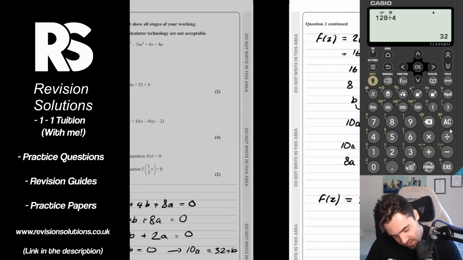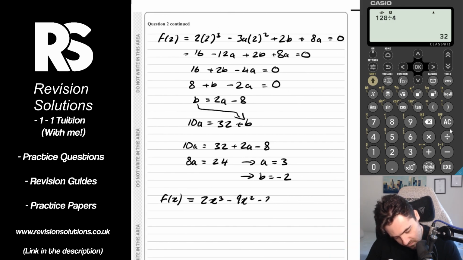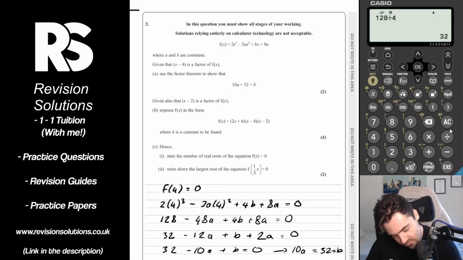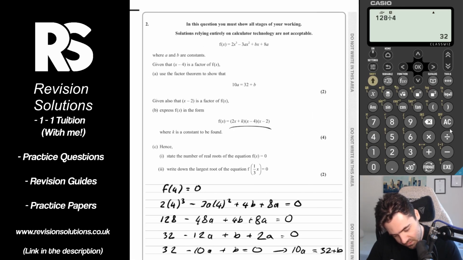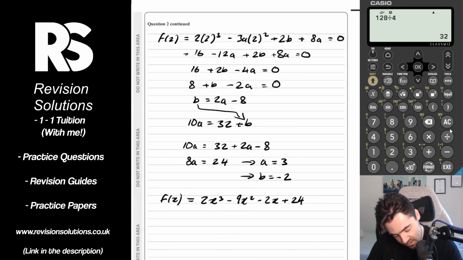And then plus bx, so that's another minus 2x. And then the last bit is 8a, so 8 times 3, that's 24. So plus 24. And they said write it in this form: 2x plus k times x minus 4 times x minus 2.